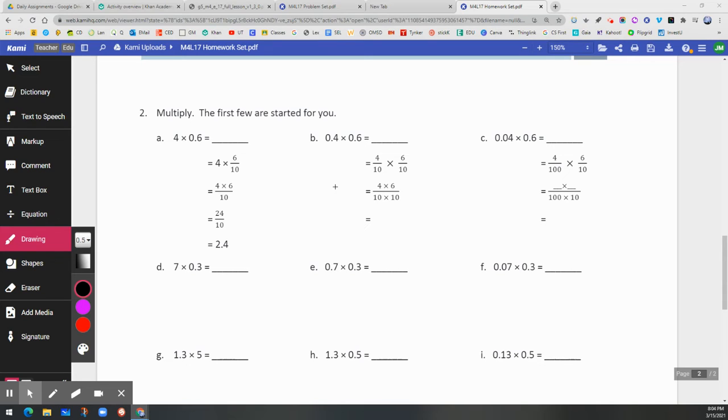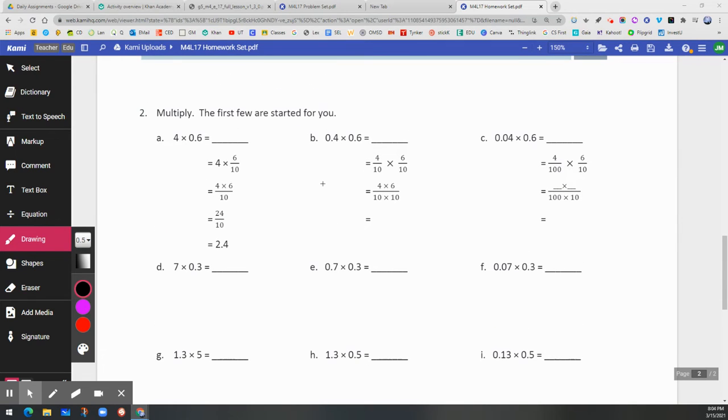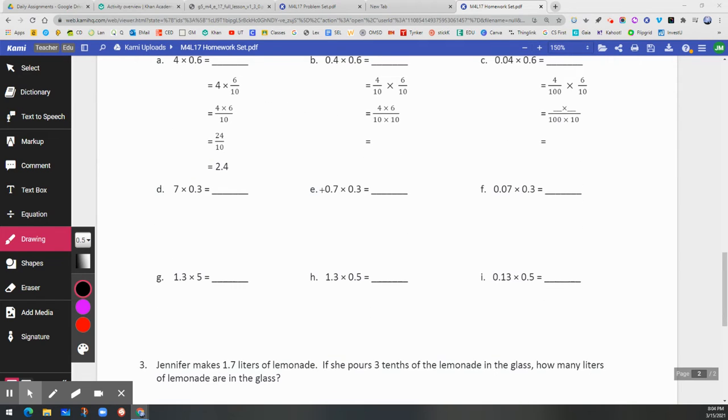Now, this one time we're not using models. We're using just numbers. So here is how to multiply using decimals or fractions. Let's look at D. D is 7 times 3/10.